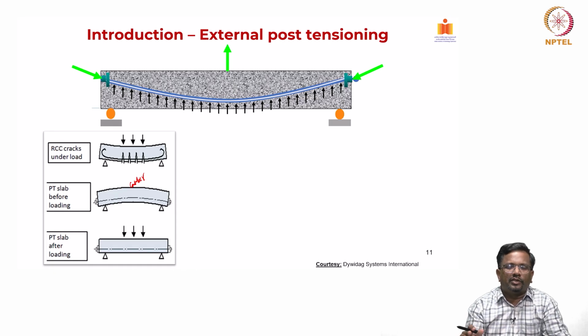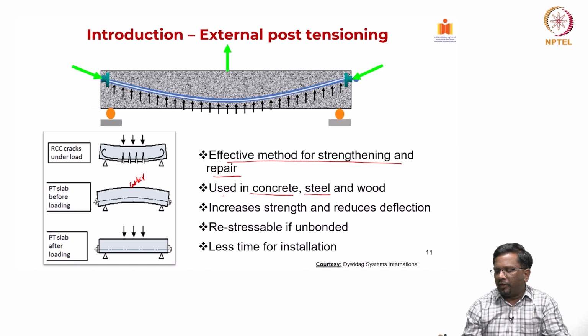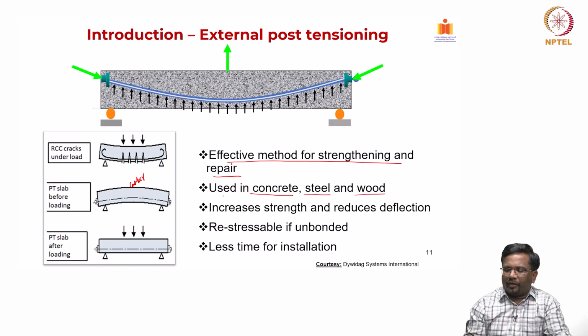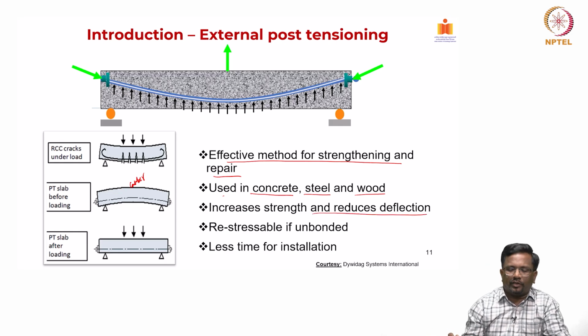That is why we call that external post-tensioning, and it is an effective method for strengthening and repair, and used irrespective of what material it is. It can be used for strengthening concrete, it can be used for strengthening steel, and it can be used for strengthening wood also. Typically it is used for increasing the strength and helping to reduce the deflection, and because most of the time external PT is designed to be unbonded, we can go back and re-stress if they are unbonded, right.